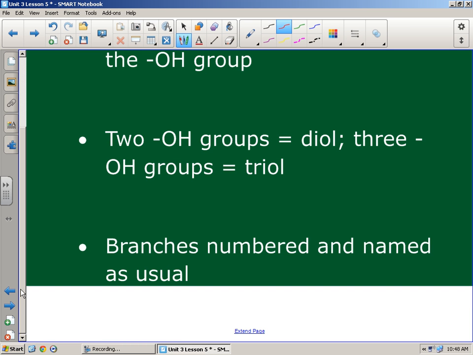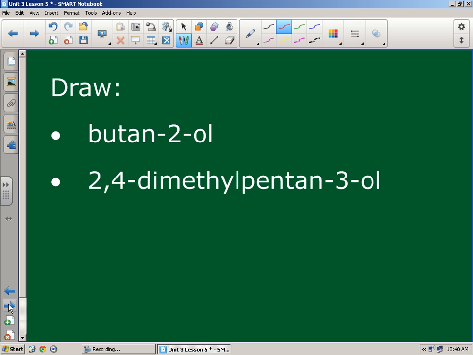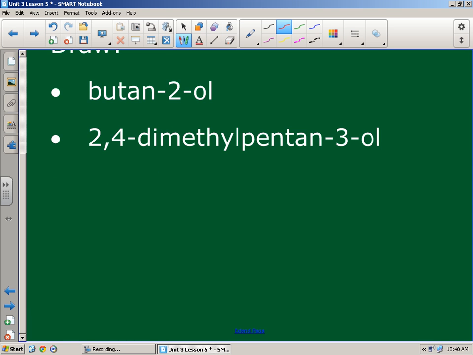Branches are numbered and named as usual, but remember, if you start at this end to get to the OH group quickest, you have to start at that end to number the add-on groups, the alkyl groups there. Okay? So let's do a few drawings here, and we'll show you what this looks like.